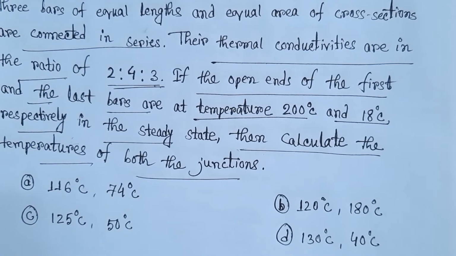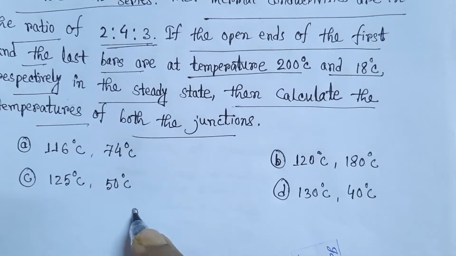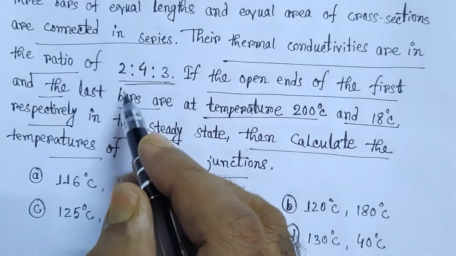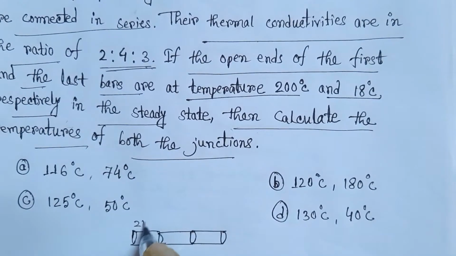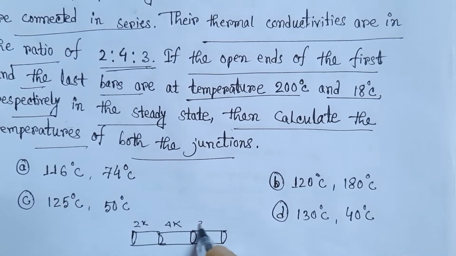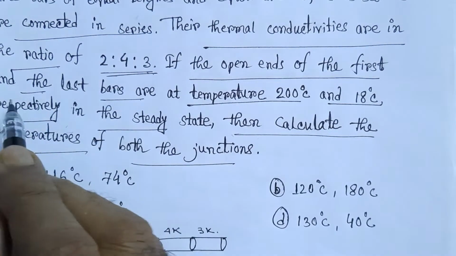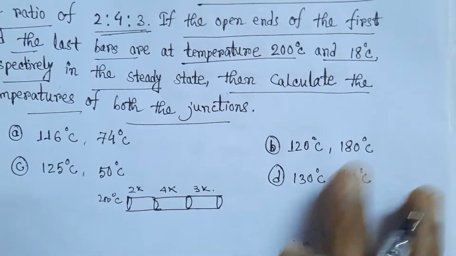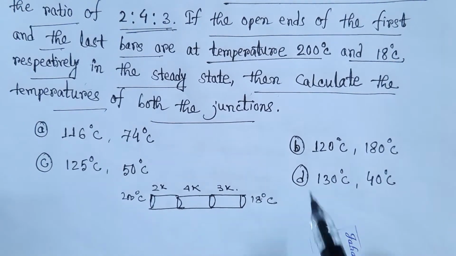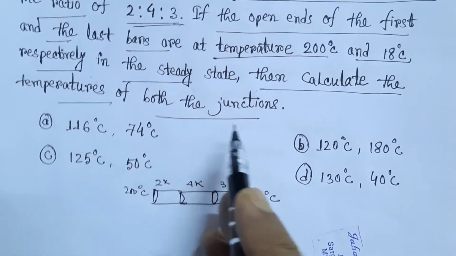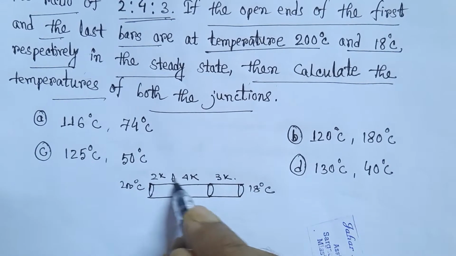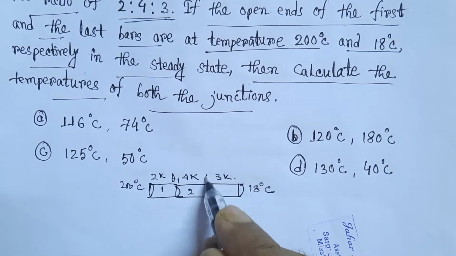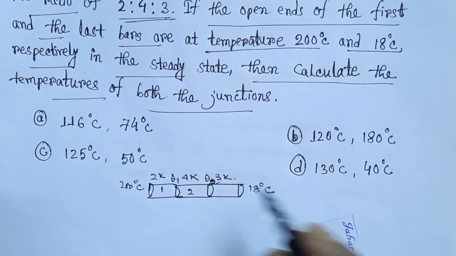In the steady state heat flow, we have three rods, and it is given that their thermal conductivities are in the ratio 2:4:3. That is, it is 2k, 4k and 3k. The open ends of the first and last bars are at temperature 200 degrees centigrade and 18 degrees centigrade respectively. Let the first junction, between the first rod and the second rod, have temperature θ1, and that between the second and third rod be θ2.